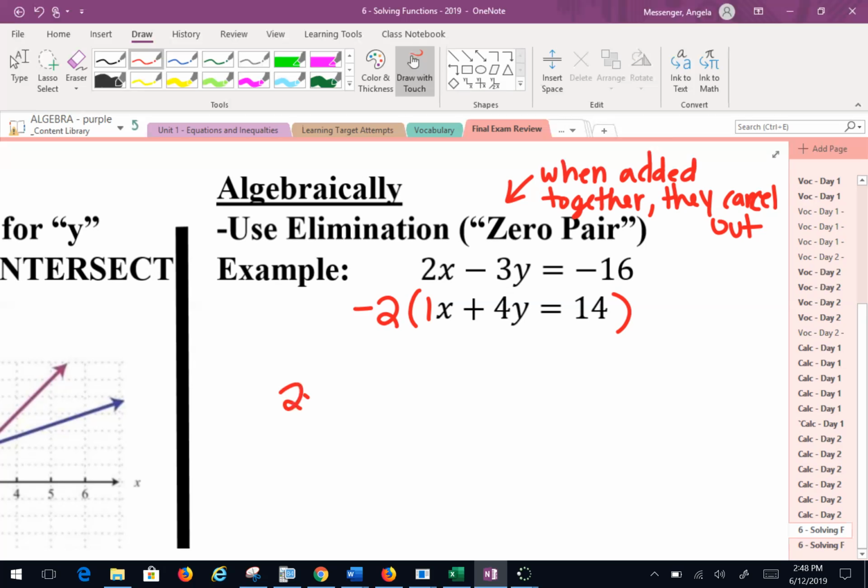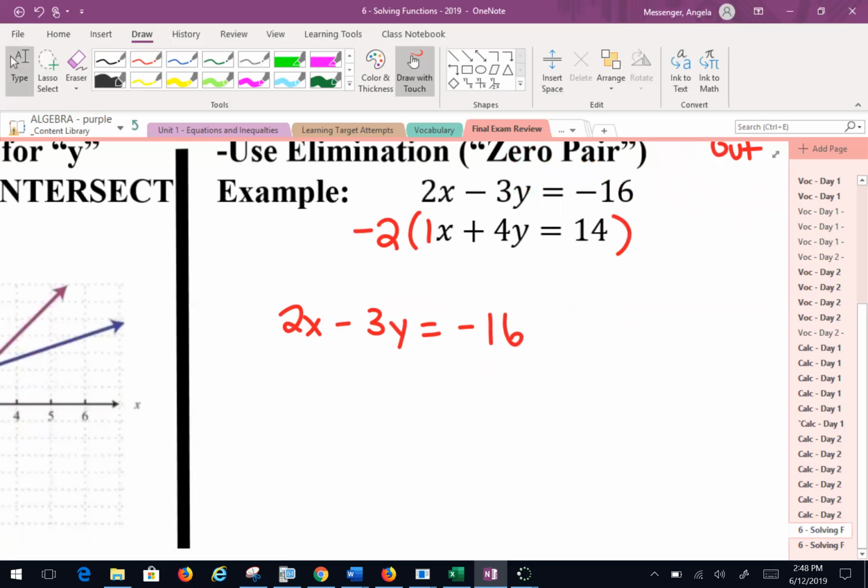So I'm going to keep the first equation the same. I didn't do anything with it. You don't always have to do it to both. And then the bottom one becomes -2x minus 8y equals -28. Very important that you multiply everything through.